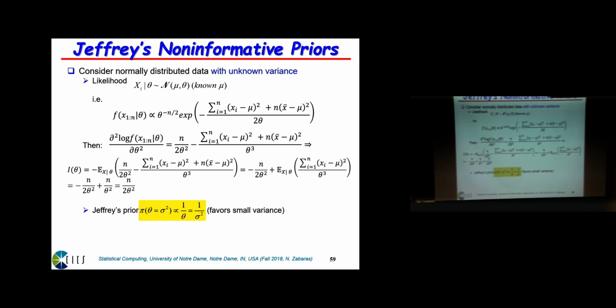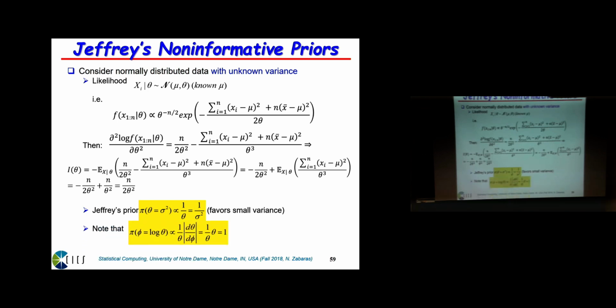And when you take the square root of that, n and 2, the constants you don't care, the Jeffreys prior is 1 over theta, and explicitly is 1 over sigma squared. Okay? So this is extremely important to remember: the non-informative prior for the variance is 1 over sigma squared.